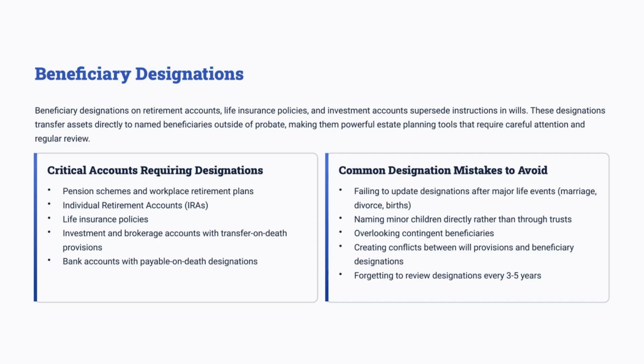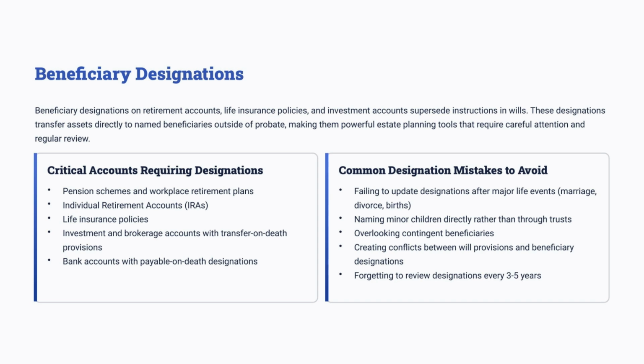Beneficiary designations on accounts like individual retirement accounts and life insurance bypass probate, directly transferring assets to named individuals. Key accounts include retirement plans and investment accounts with transfer on death provisions.